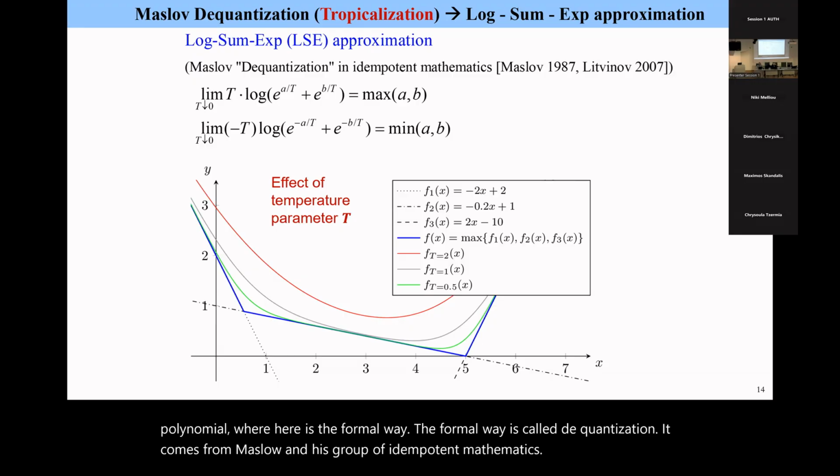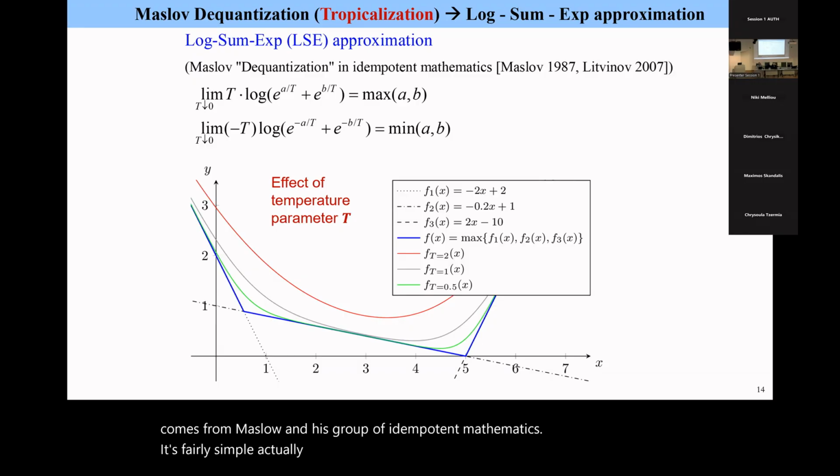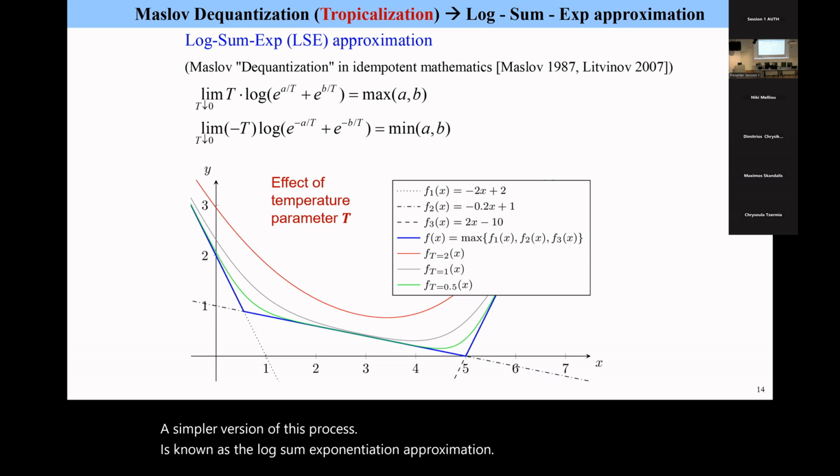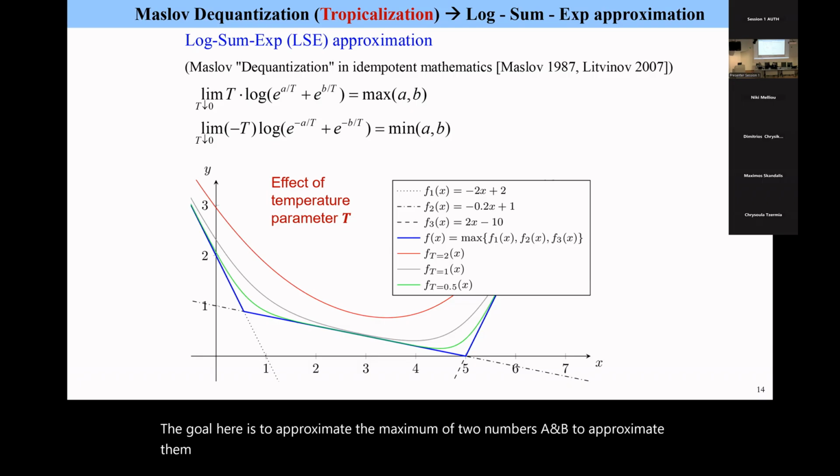It's fairly simple. Actually, in convex analysis, a simpler version of this process is known as the log-sum exponentiation approximation. The goal here is to approximate the maximum of two numbers, A and B, with the following function and limit.